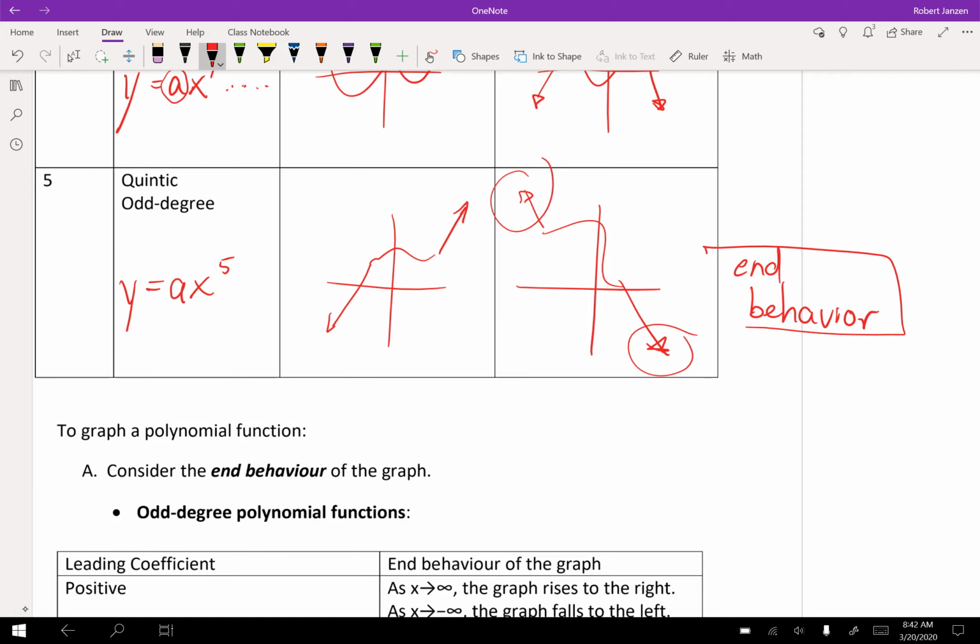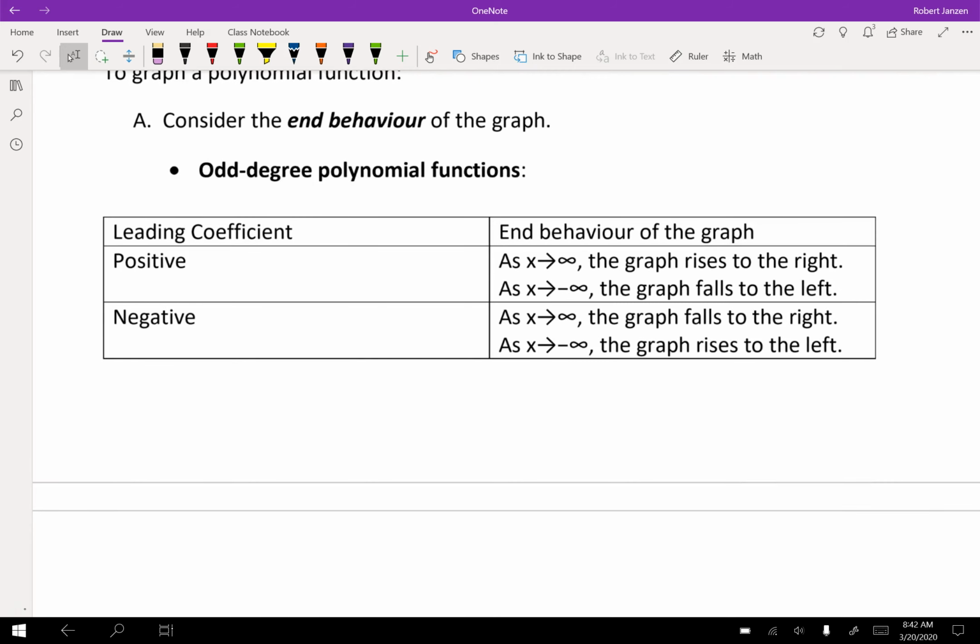I've got it summarized here. If the lead coefficient is positive, then we have, this is for odd degree functions, by the way, odd degree being x, x cubed, x to the 5th, etc., then you're going to have this kind of thing, depending on how many waves in between.